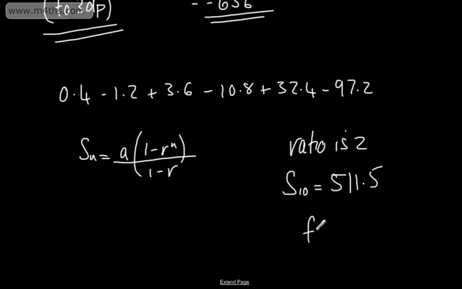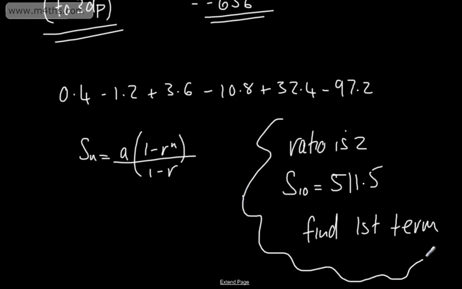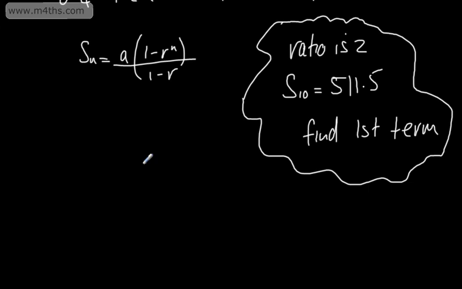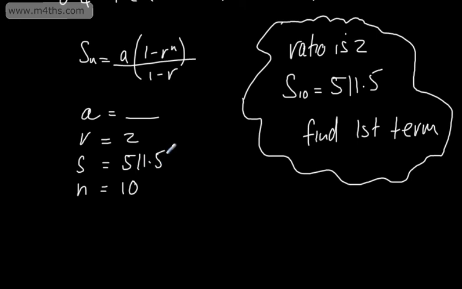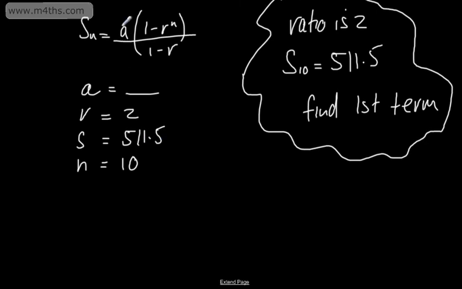And what we might need to do is find the first term. So this is the advantage again. If we're told the ratio is 2 and we're told the sum of the first 10 terms is 511.5, we need to find the first term. Well, let's just go ahead and define what we're after. A, R, S and N. So we want this value. That's A. That's what we're looking for. We're looking for the first term. We're told the ratio is 2. We're told now the sum of the first 10 terms, so N is 10, is 511.5. And what we need to do is find now the value of A.